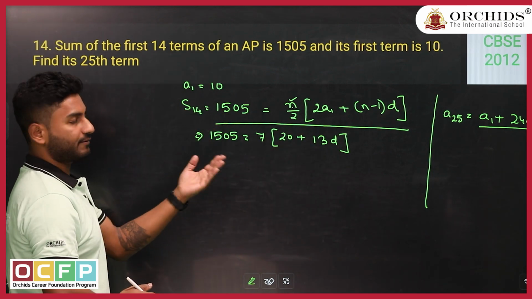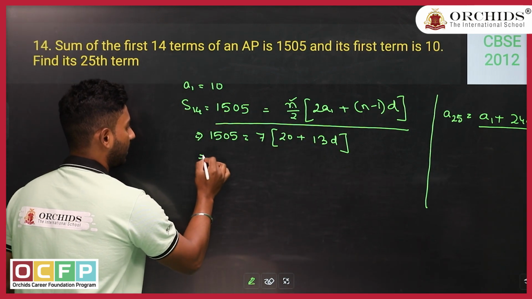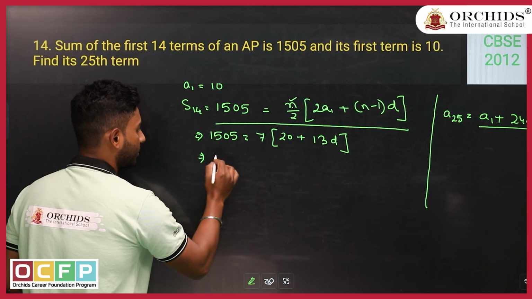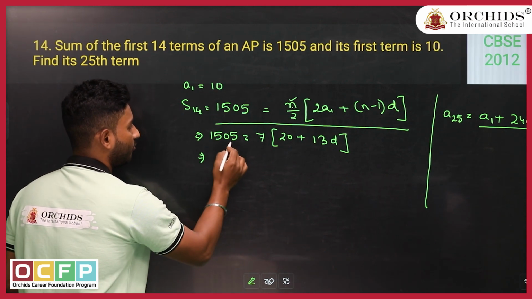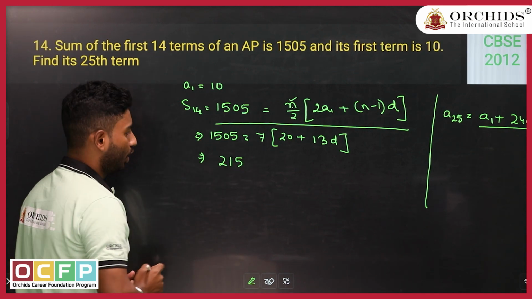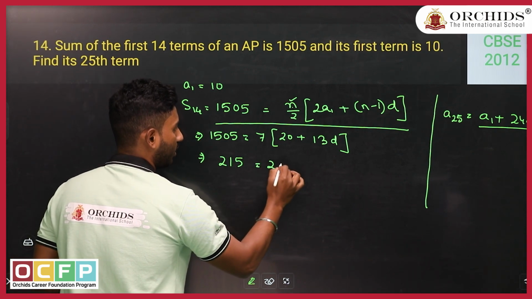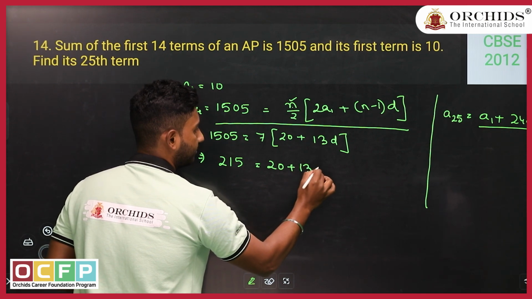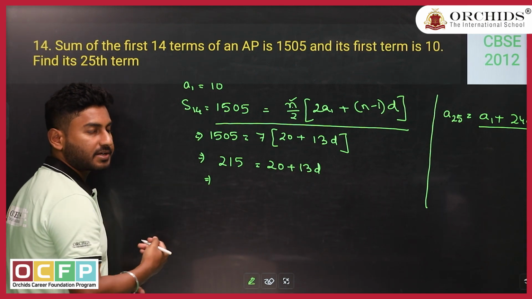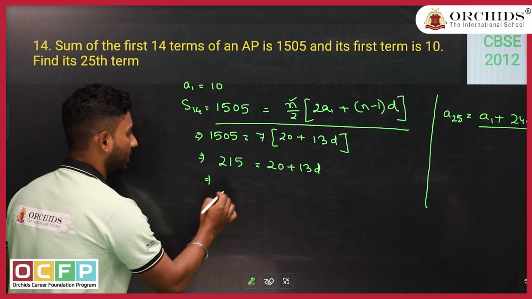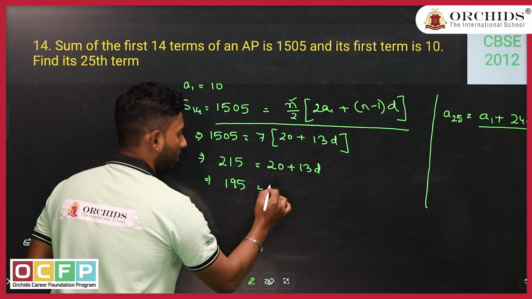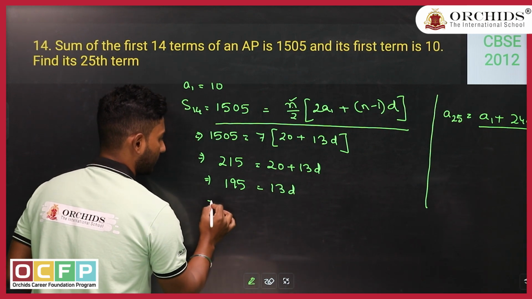Okay, we just have to solve this equation. Let's see. 7 comes this side. 1505 divided by 7. How much? 215 will be equal to 20 plus 13d. Bring 20 to the other side. It will be subtraction. 215 minus 20. 195 will be equal to 13d.